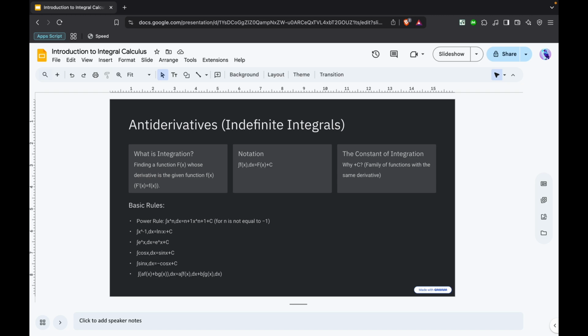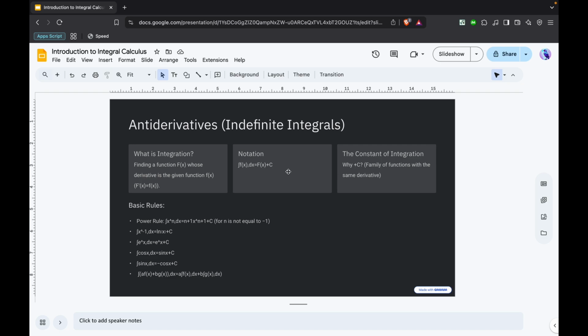So, what is integration? Integration is when we're finding a function, capital F of x, whose derivative is the given function f of x. So, basically, if we have capital F of x, differentiating that should get us our original f of x. In the notation, there's a symbol at the beginning called the integral symbol, and this is notated as the integral of f of x dx, which kind of looks like a deformed s.